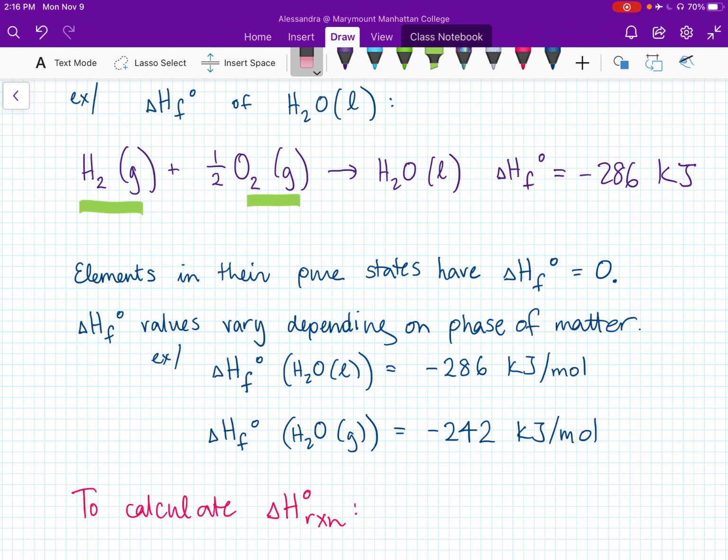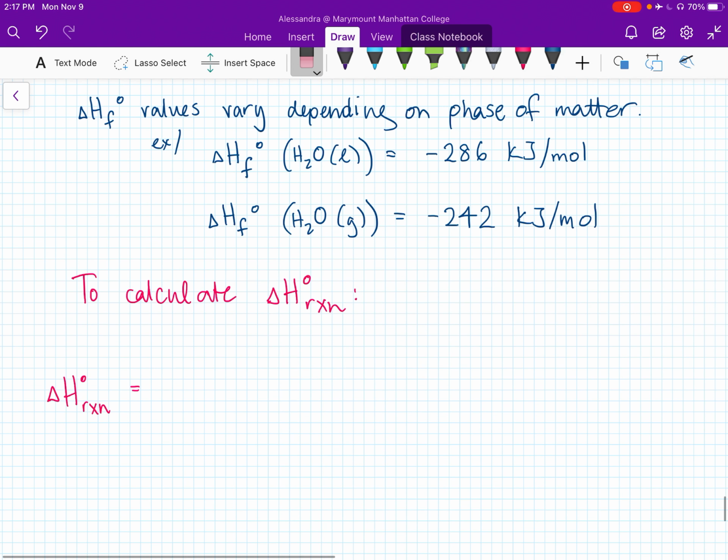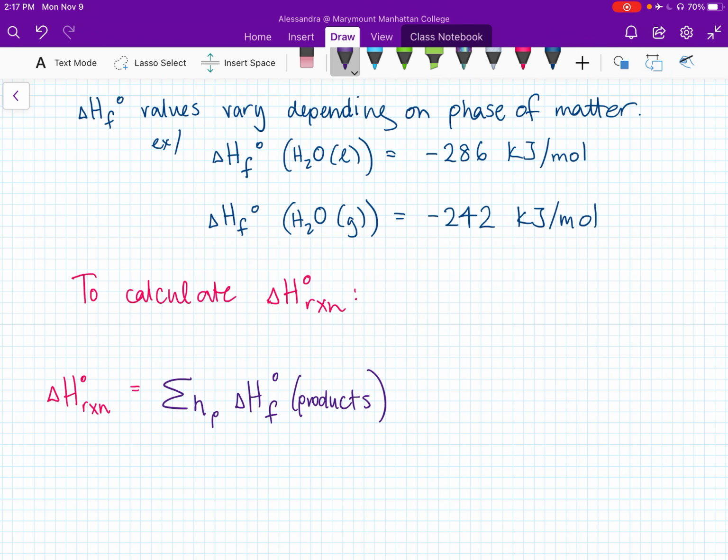Okay, so how can we use standard heats of formation to calculate delta H of a reaction? In order to calculate the delta H of a reaction, you can sum up the number of moles of each product times each product's standard enthalpy of formation. You can look these up in a table. I'll show you where in just a moment. And once you do that for all of the products, you subtract the sum of the number of moles of each reactant times their respective standard enthalpies of formation.